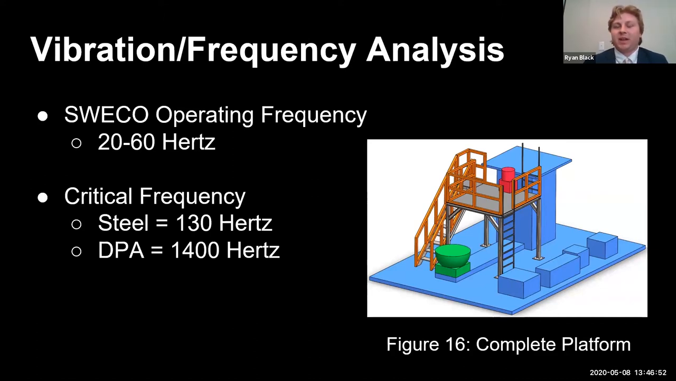Therefore, we thought it would be best to determine the critical frequencies of all of our material components within our structure. We decided to focus on our two main structural components, which are our structural steel beams and our diamond-plated aluminum flooring. As you can see, the structural steel beams had a critical frequency of 130 hertz, and the diamond-plated aluminum flooring had a critical frequency of 1,400 hertz, both of which are well above the maximum operating frequency that the Suico could experience.